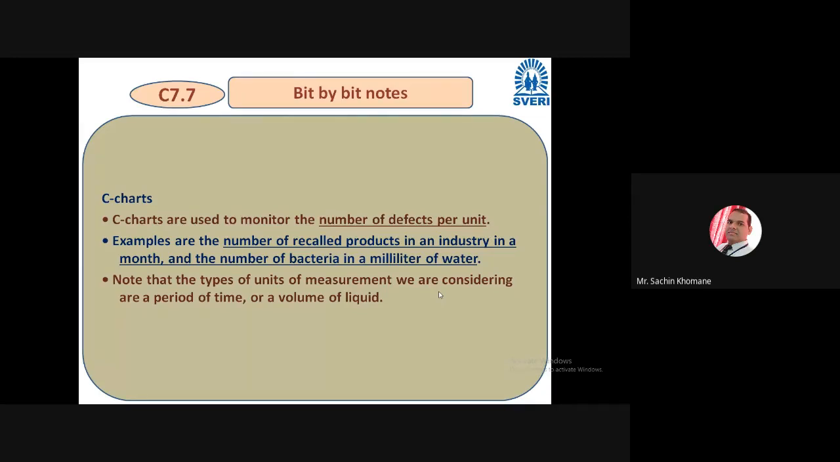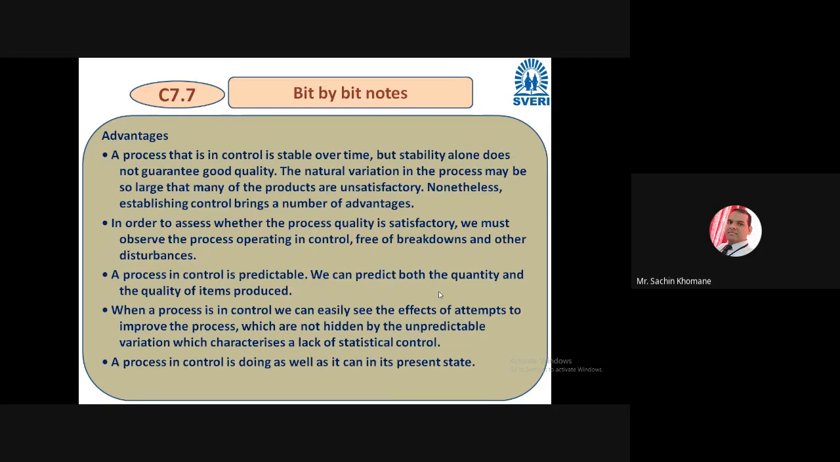When it is used, if you want to monitor the number of defects per unit, for example, the number of recalled products in an industry per month, how many components, how many products are recalled in your industry. So if you want to find that out, then the C chart is an appropriate tool.